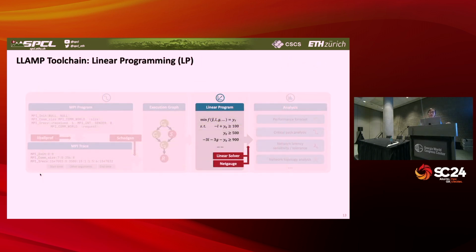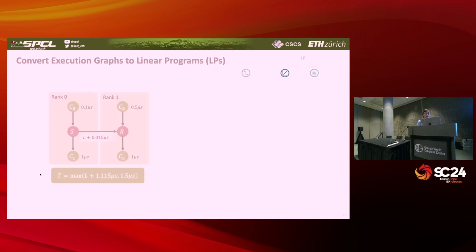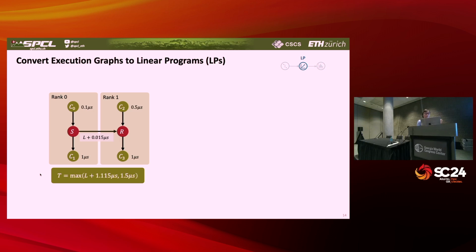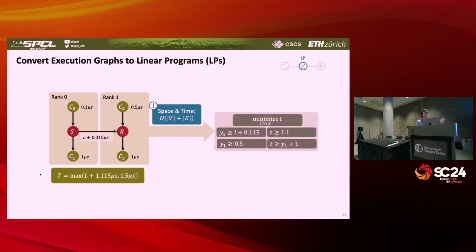So here I want to demonstrate the connections, let's say, between linear programming as well as graphs. So how are they connected? We start with a running example, and we developed a linear time algorithm to convert this mechanically, this execution graph, any execution graph, into its corresponding linear program.